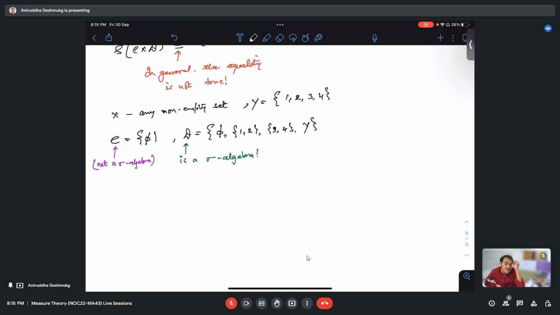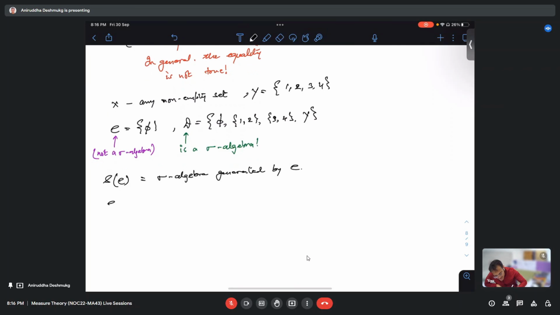So what is the sigma algebra generated by C? Notice that C is not a semi-algebra as well, because the whole space is not there. But how to generate a sigma algebra? Let us put in all the missing things. So S of C, that is the sigma algebra generated by C. First of all, notice that C must be inside S of C, which means the empty set is inside S of C. Now, since SC is a sigma algebra, we want that X must be inside S of C.